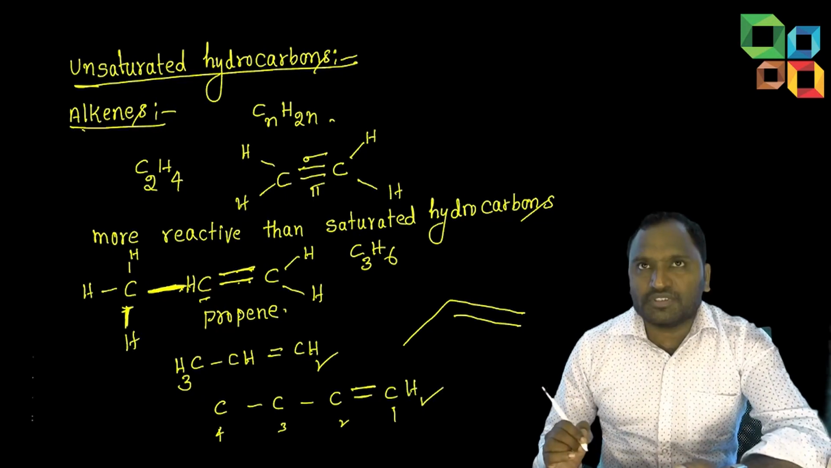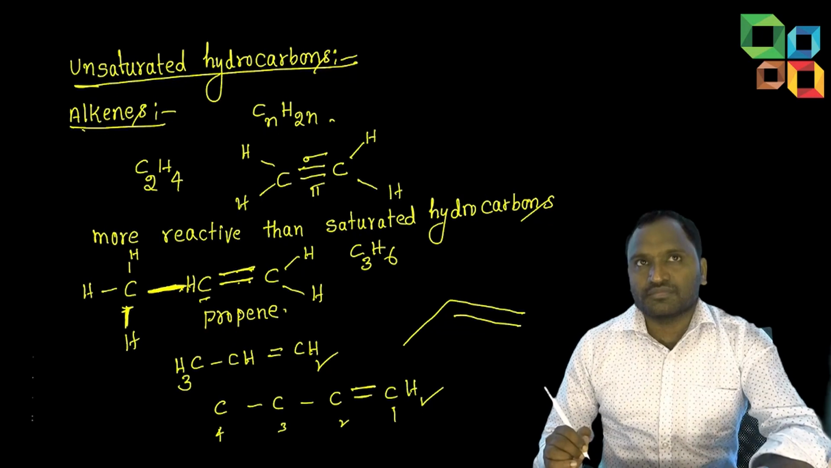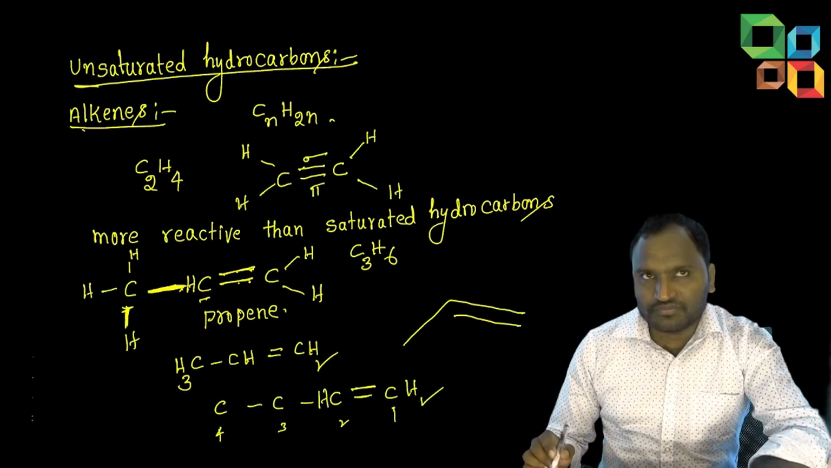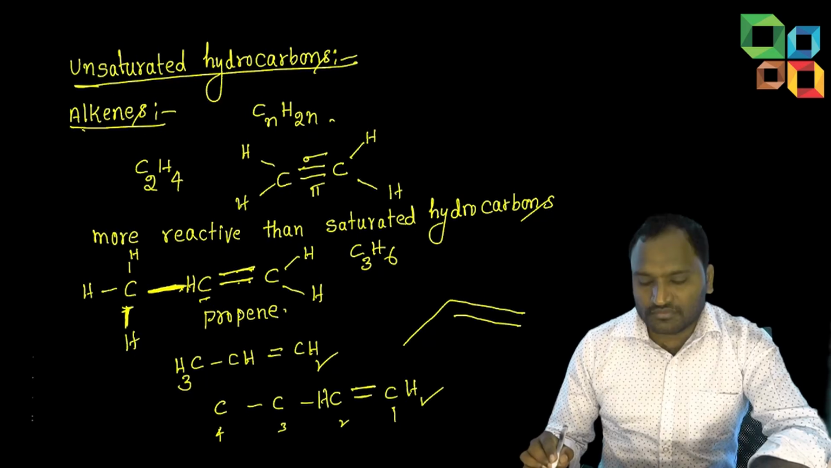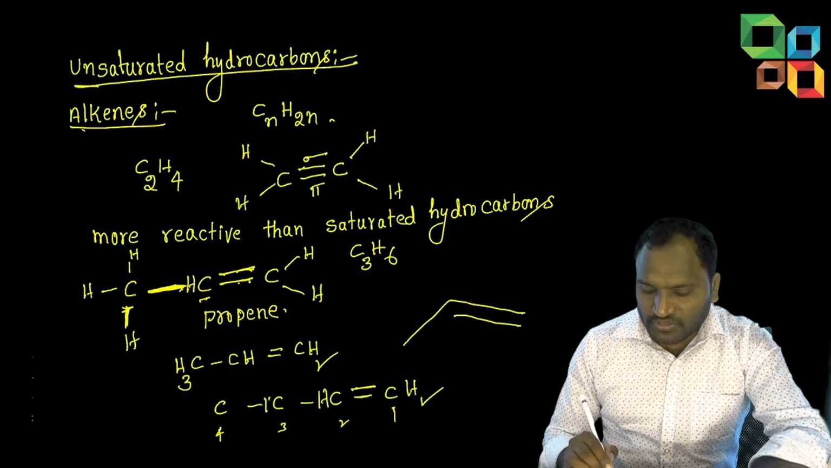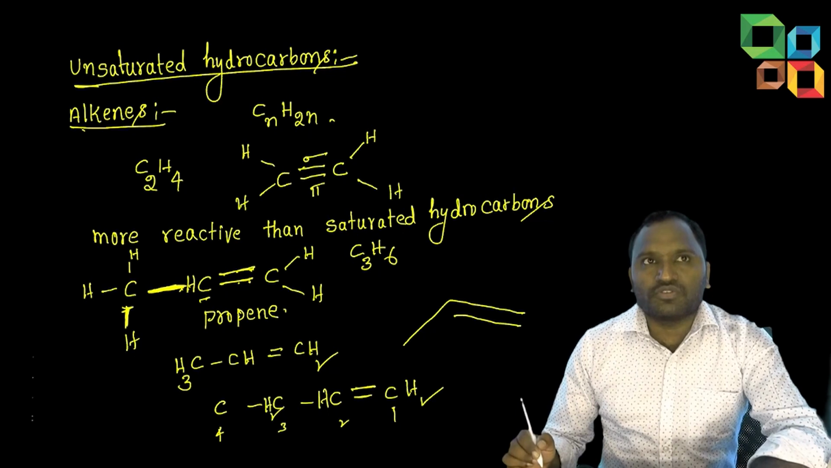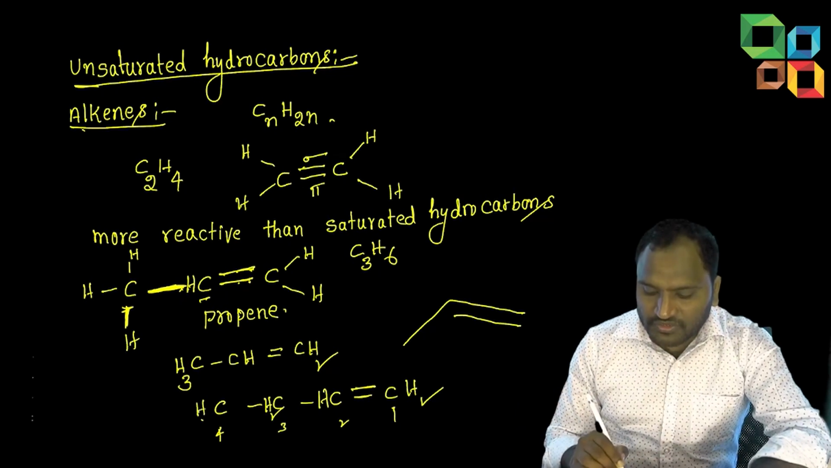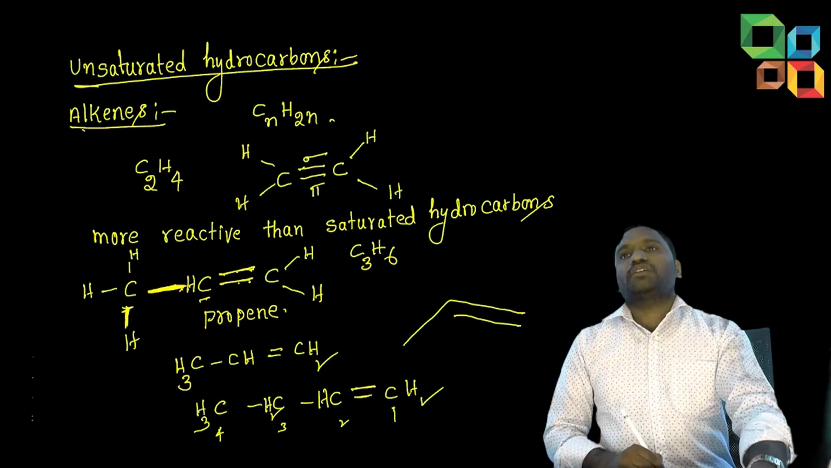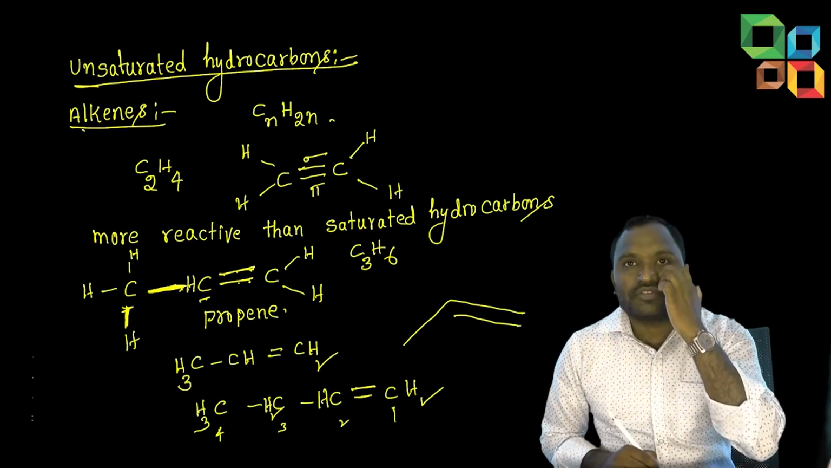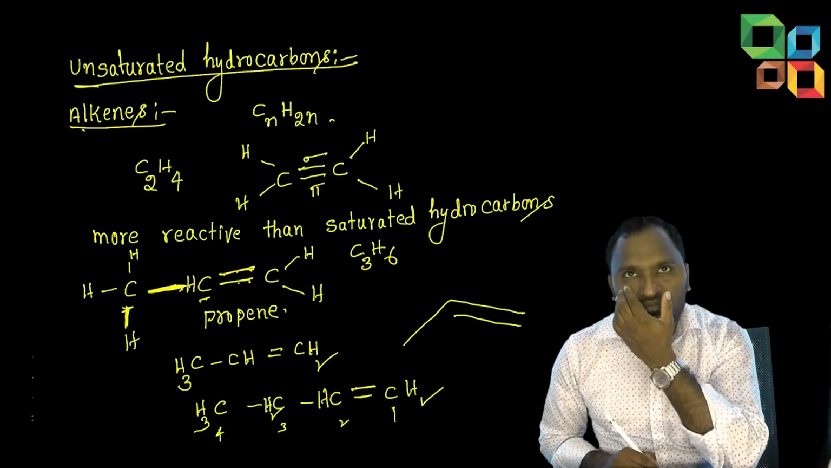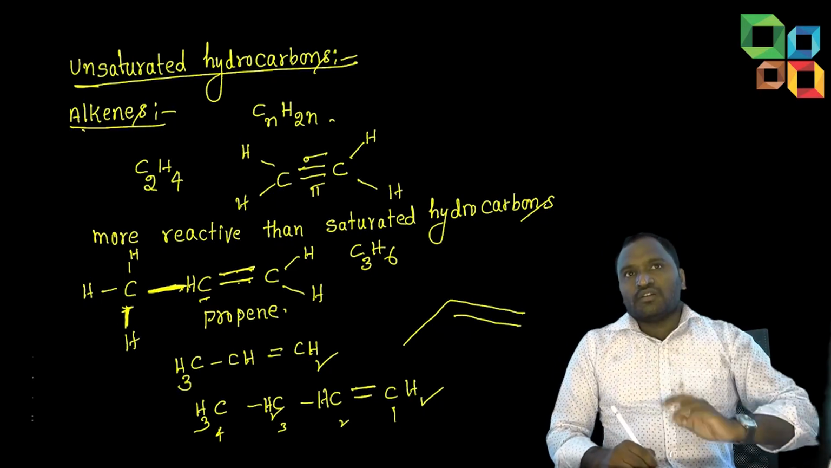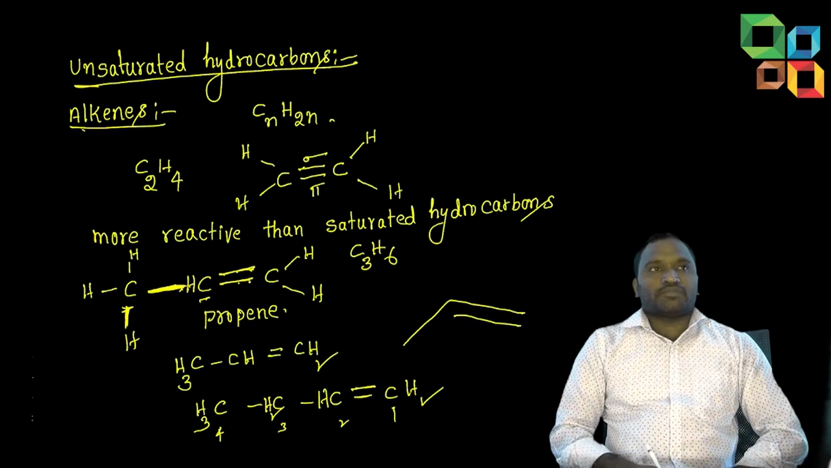What about the second carbon? 1. Very nice. What about the third carbon? 2. Very good. The fourth one? 3 hydrogens. Very good. The terminal carbon has 3 hydrogens. In this, any doubt, students? If you keep the double bond here, that also can be accepted.